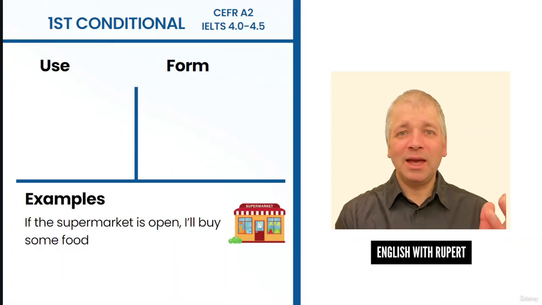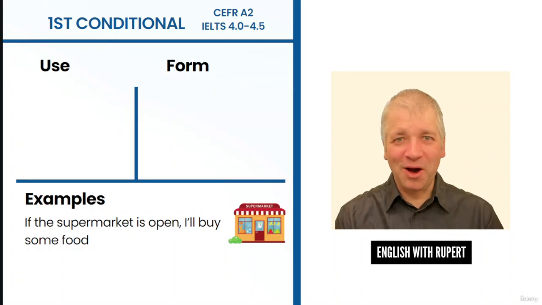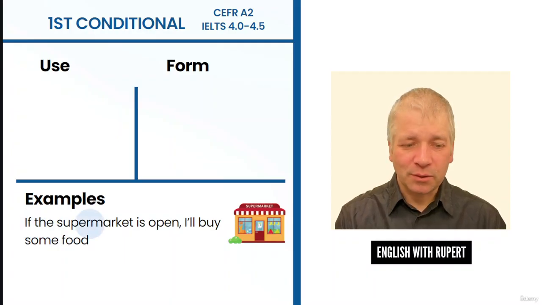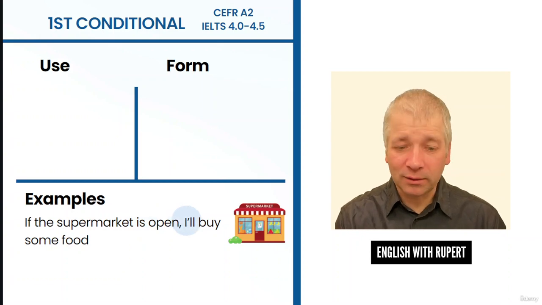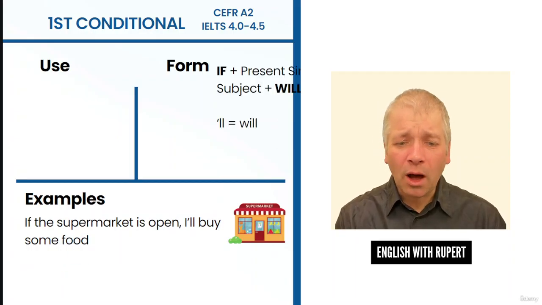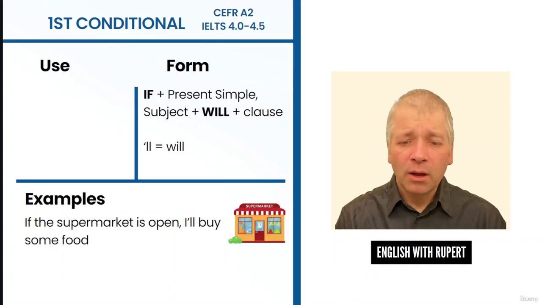So, here is a sentence with two parts. We have a part that begins with if. If the supermarket is open. So we have if, and then the subject, and then the verb. And then a second part with I'll. I'll buy some food. So what does I'll mean, first of all? Well, I'll means will. So when you say I'll, you mean I will.